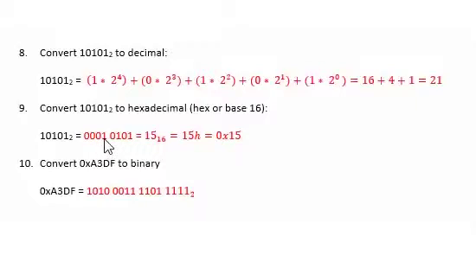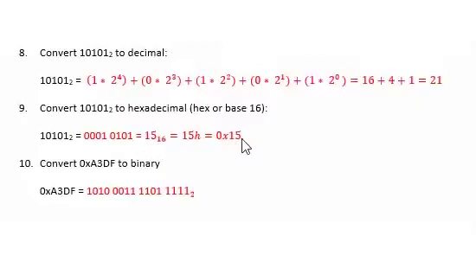The 0001 is going to correspond to 1 in hexadecimal. And then the 0101 is going to correspond to 5. So we would just have 1, 5.